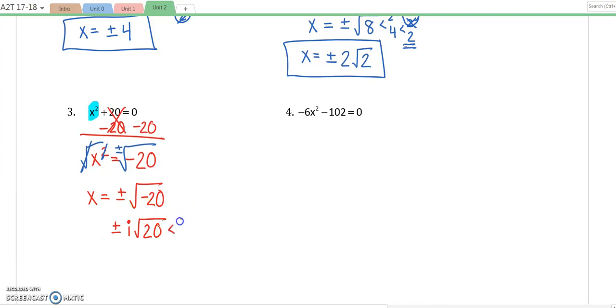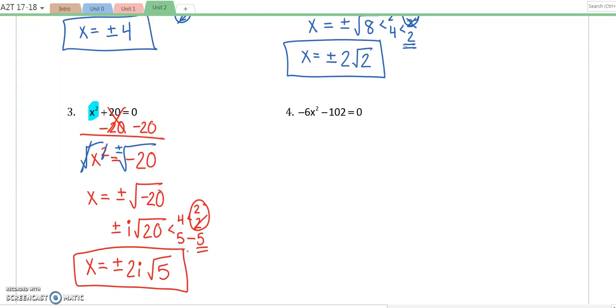And then I'm going to break down 20. So 4 and 5, 2 and 2. So I have a pair of 2's. That 2 is going to go with my i. So plus or minus 2i. And the 5 that's left over is going to stay underneath the root. So I end up with my 2 answers. x equals plus or minus 2i root 5.